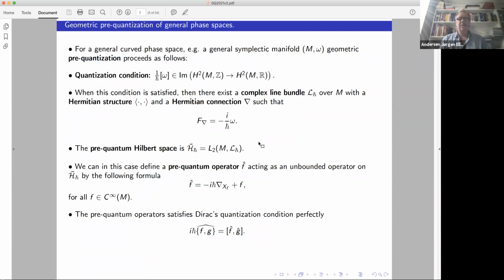And so the Hilbert space in pre-quantization is simply the L2 sections of L^H over M. And we also have a prescription for the operator, the construction hat that I just talked about before. So F hat is given in the following way. First of all, it's multiplication by F, but then there is added to this minus I times H bar of a first-order operator where we stick in the Hamiltonian vector field of the observable F. And now these satisfy Dirac's third axiom perfectly. There is equality here, and so that's a very nice part about this scheme.